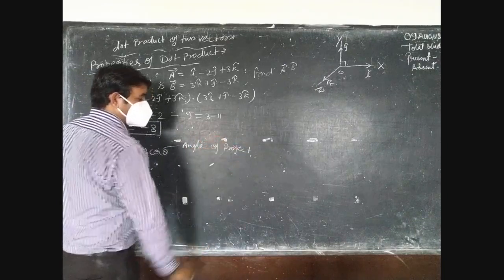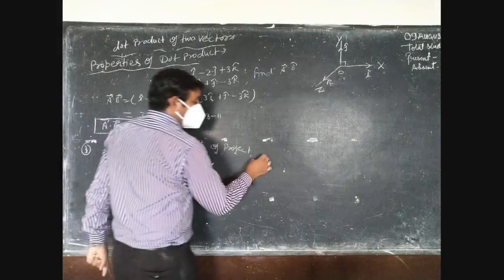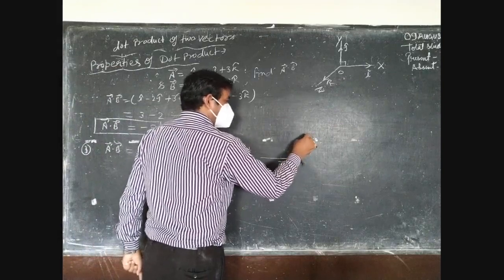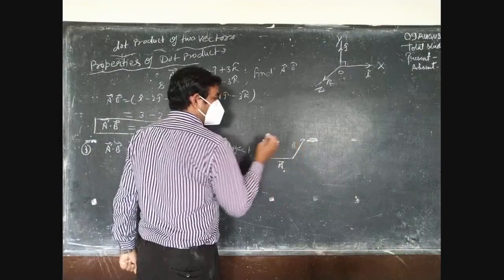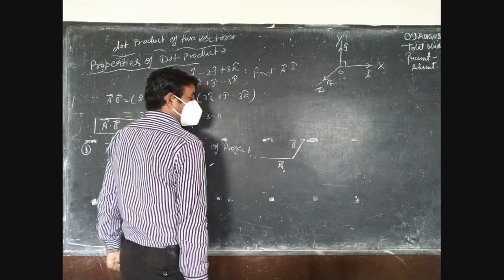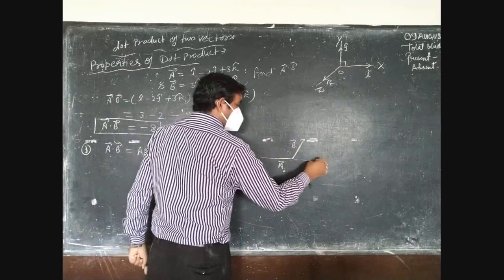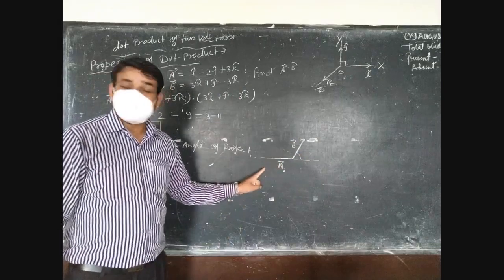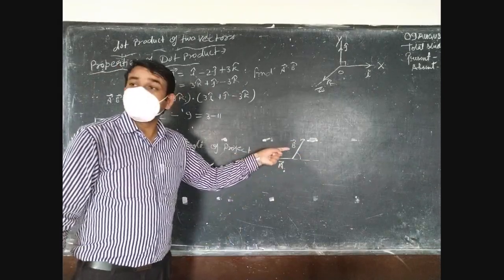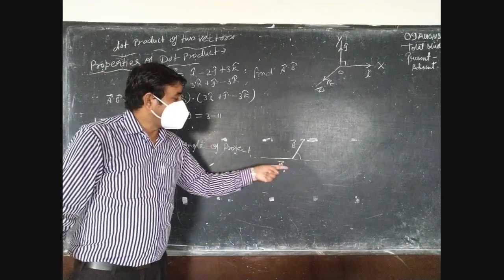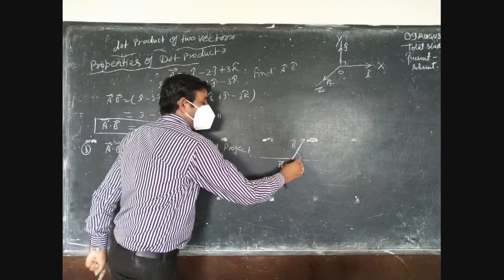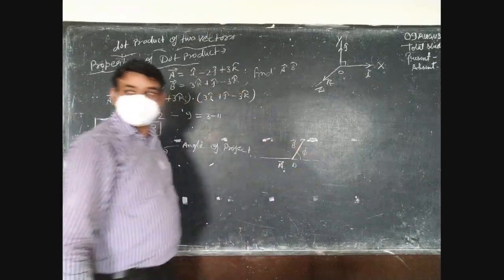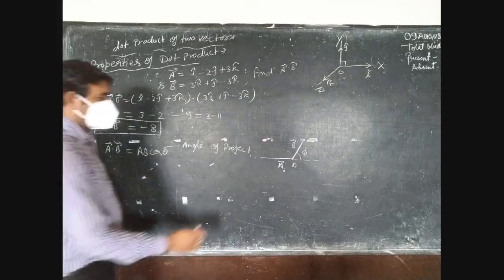What is angle of projection? Let's say vector A is acting like that and another vector is acting here. This is vector B. We need to calculate this angle, and this is called vector B projected onto vector A with point O. So we get this angle of projection, let's say phi or theta.